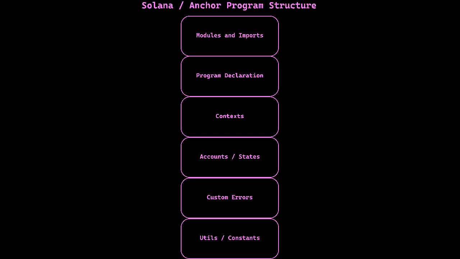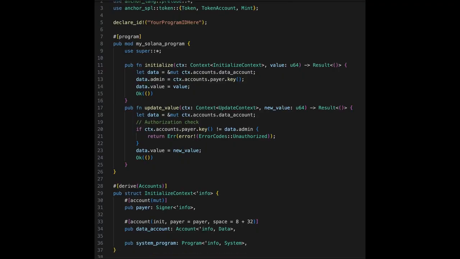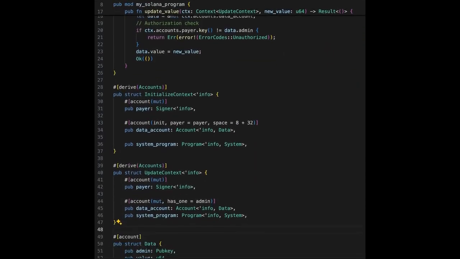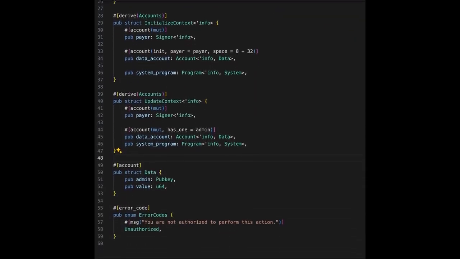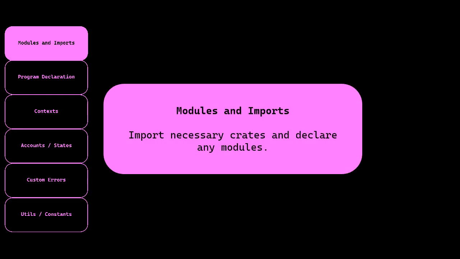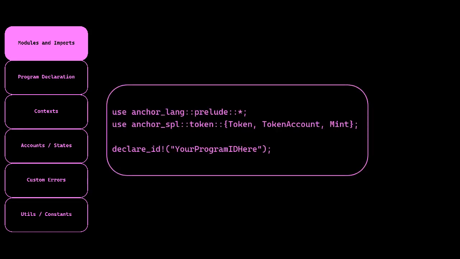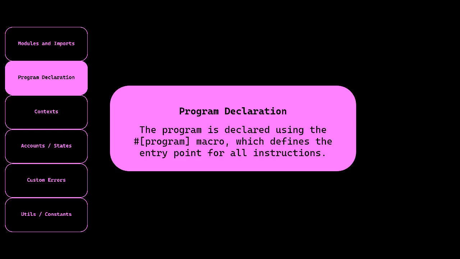The structure of a Solana program typically follows a pattern that includes the following components: modules and imports. At the top of our program, we import the necessary crates and declare the modules we'll be using. Next goes the program module with the program macro.